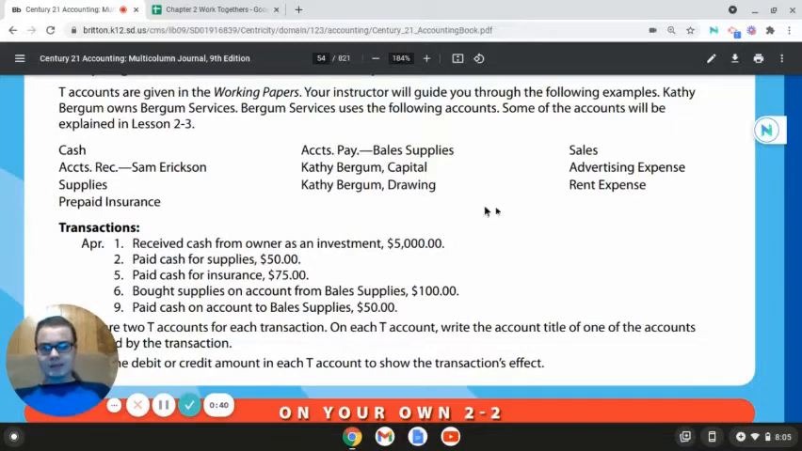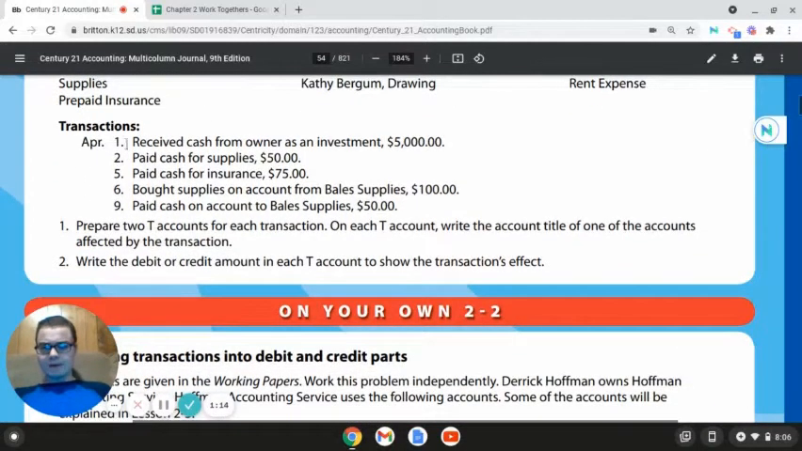Alright, so as you can see here, we have a bunch of accounts that are listed. And some of these accounts will be explained and used in lesson 2-3, which is the next lesson. So the accounts that are listed here are cash, accounts receivable, Sam Erickson, supplies, prepaid insurance, accounts payable, bail supplies, Kathy Burgum capital, Kathy Burgum drawing, sales, advertising expense, and rent expense. Also, we are given 1, 2, 3, 4, 5 transactions.